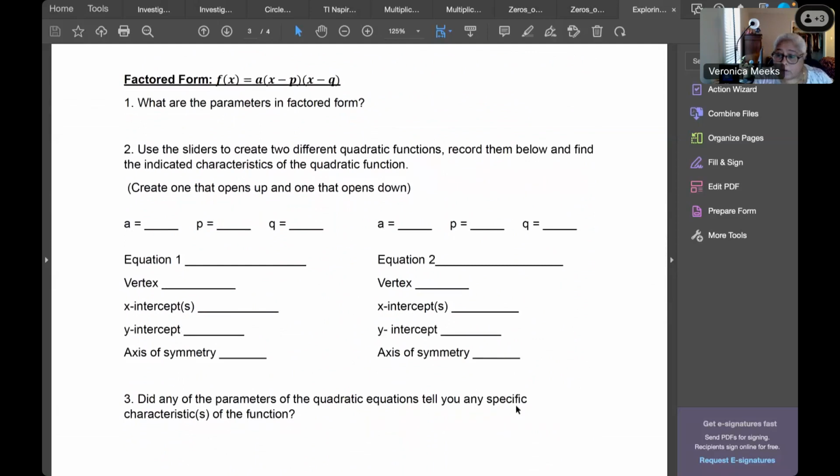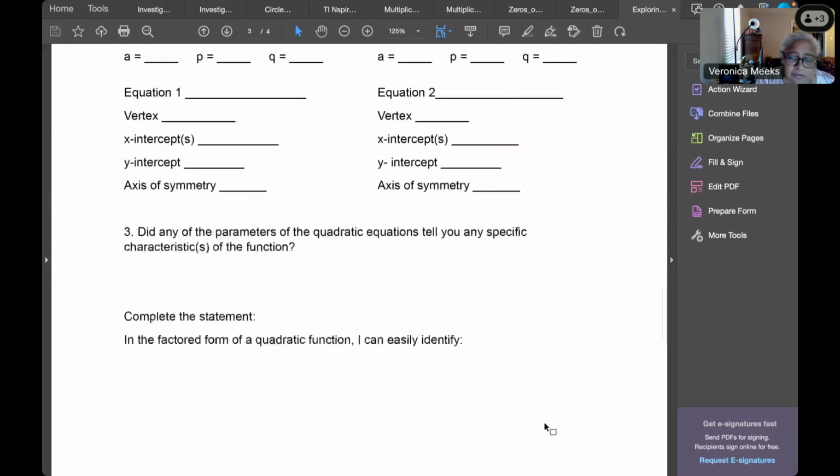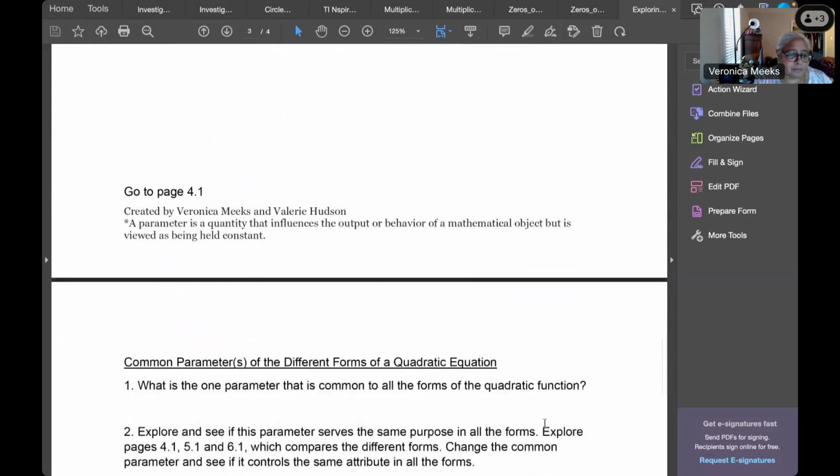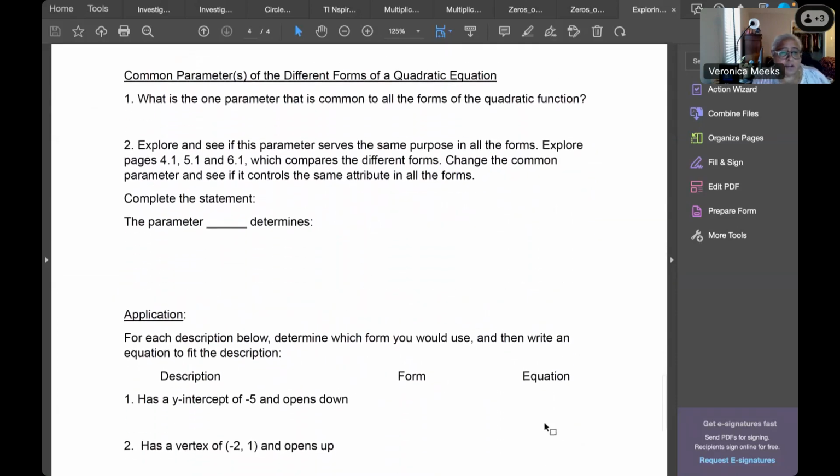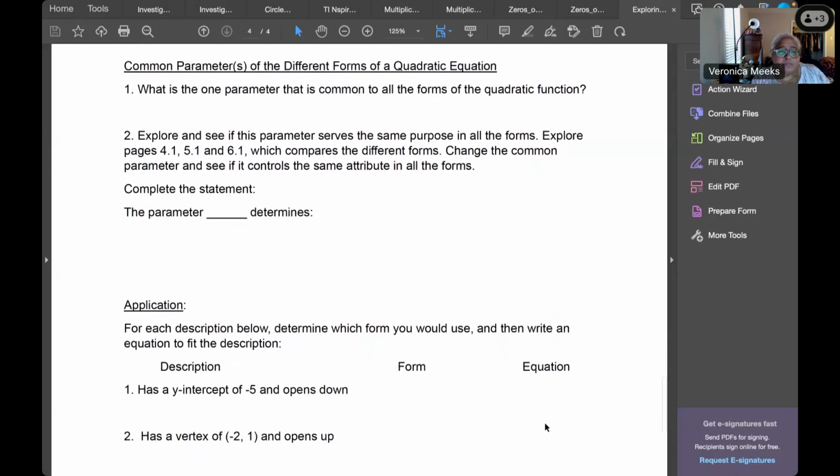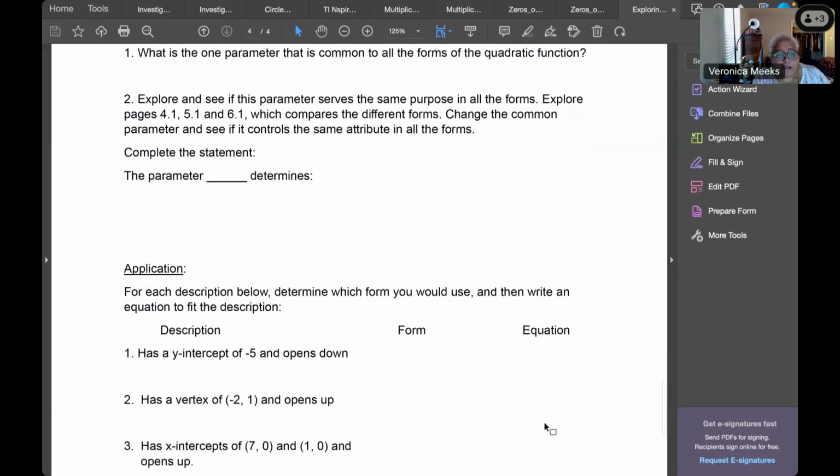And we talk about the same type of things and ask them, what do we easily see from the factored form? So the last part of the page that we came up together was talking about what parameter is common to all the forms and how can we see that? So that's where you get to the last 3 pages that Valerie described.